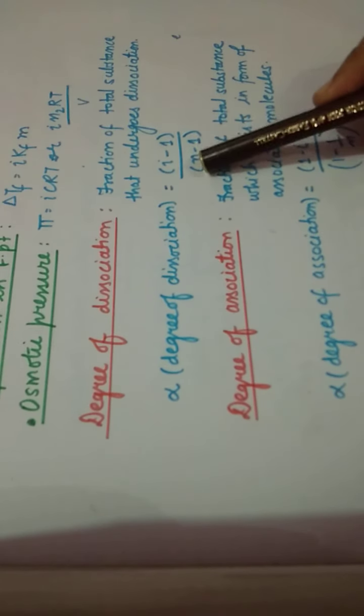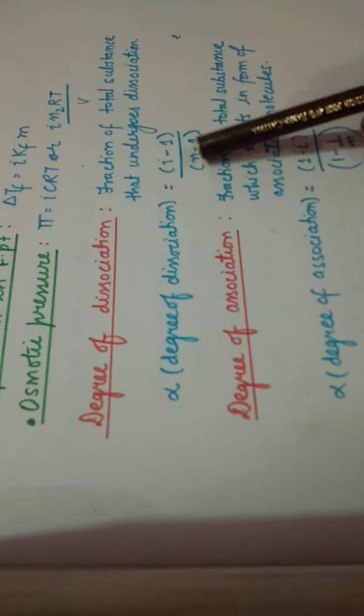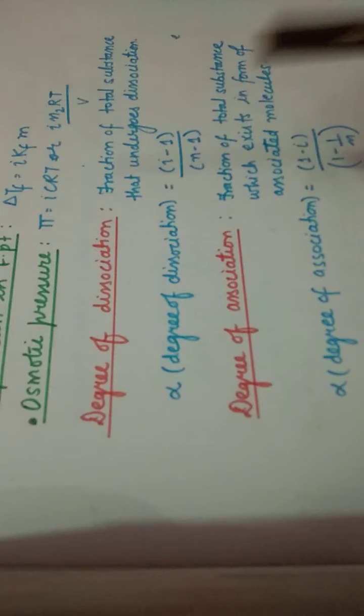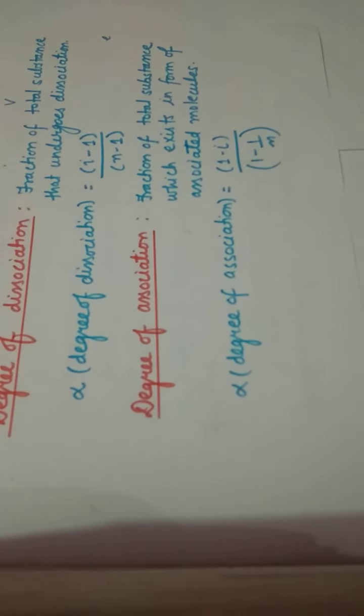Degree of dissociation has a formula. It is derived. You just need to learn this formula. It is equal to (i minus 1) upon (n minus 1). Now the next one is degree of association.